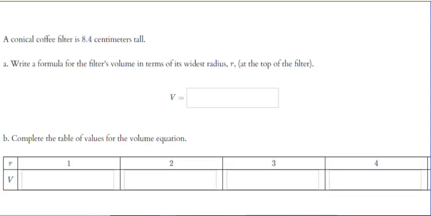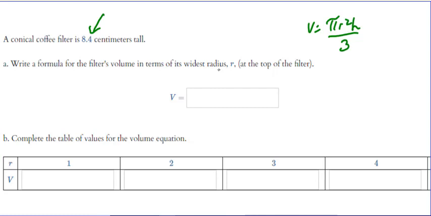All right, so let's look at another one. A conical coffee filter is 8.4 centimeters tall. Write a formula. All right, so you got to know that a cone is pi r squared h over 3. So it tells you that its height is 8.4 centimeters tall, right? So we're going to replace 8.4 in for h. Write a formula for the filter's volume in terms of its widest radius.